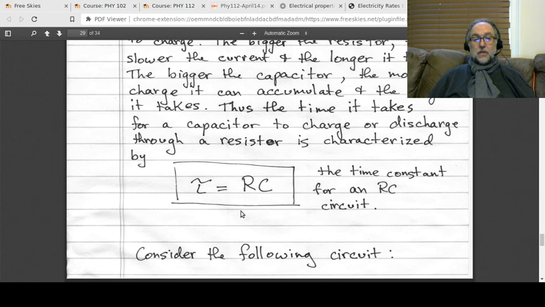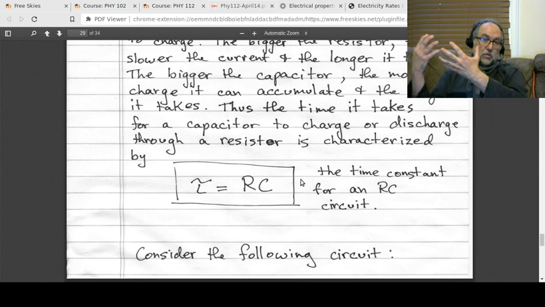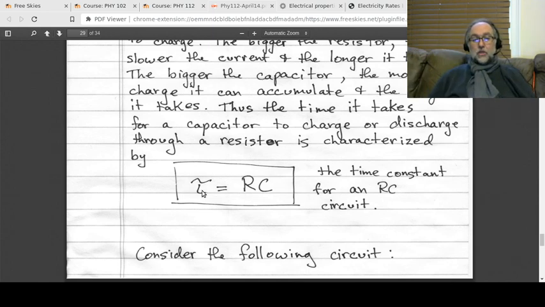It's a product of the resistance times the capacitance. The bigger the resistor, the longer it'll take to charge up. The bigger the capacitor, the longer it'll take to charge up. The bigger both of them are, it's the product of the two which will determine how long it takes to charge up. This is known as the time constant. Tau is the time constant for an RC circuit.